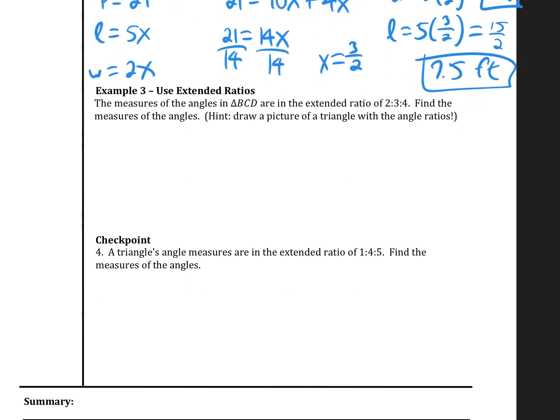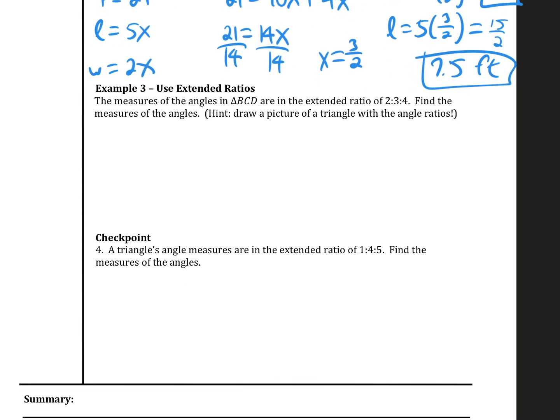All right, example 3 is kind of a similar thing, but just with triangles. So let's see how we do with this. The measures of the angles in triangle BCD are in the extended ratio of 2 to 3 to 4. Find the measures of the angles. Okay? So we're going to draw our triangle again. I like to draw my scalene triangle. Okay? So we're going to do the same thing with 2x, 3x, and 4x here, okay? So we're going to call this angle 2x, which is the smallest angle. The next biggest angle is going to be 3x. And the biggest angle is going to be 4x.